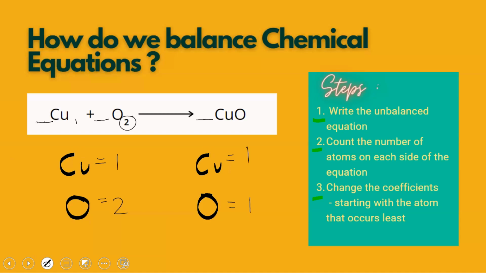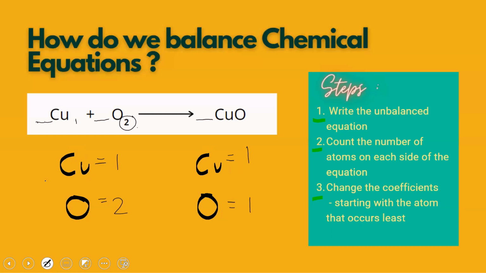We have to change the coefficients in a way that will balance the same element on the other side of the equation. However, we cannot change the subscripts, as doing so will change the substance itself, making the chemical equation wrong. Here, we can see that the copper atoms are balanced, whereas the oxygen atoms are unbalanced.